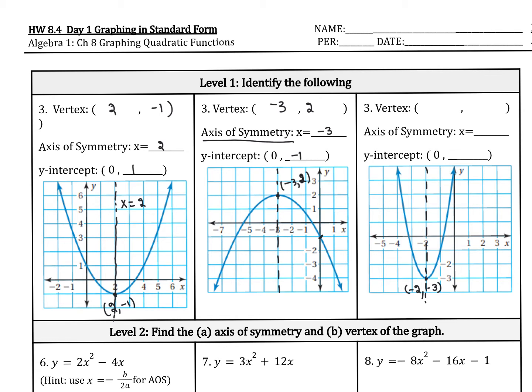For the next question, let's say this is number 3. The vertex is (-2, -3). The axis of symmetry is the x coordinate, x equals -2. It cuts the y-axis here, so the y-intercept is (0, 5).